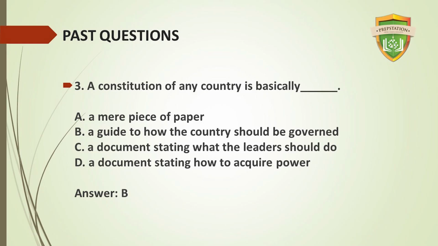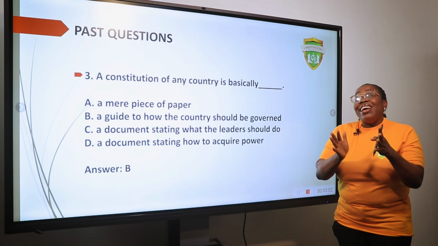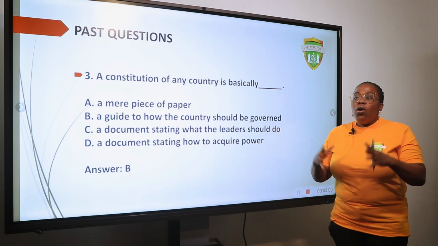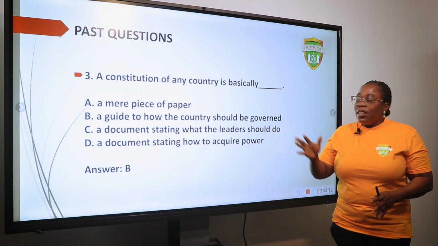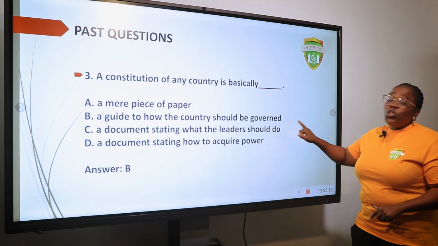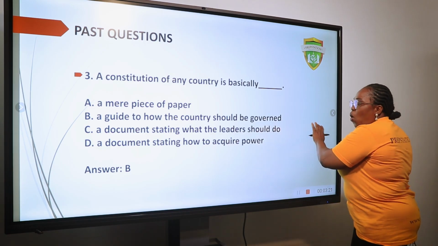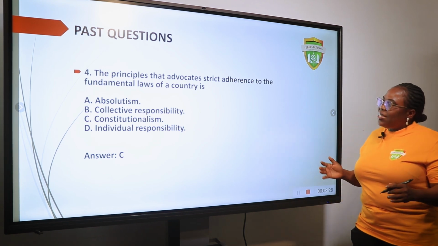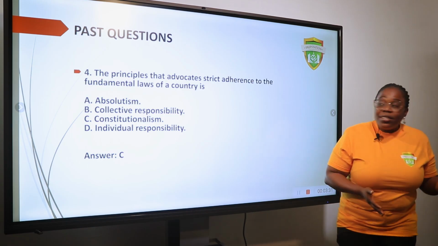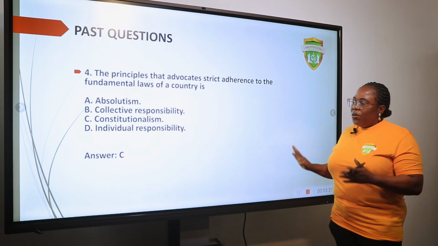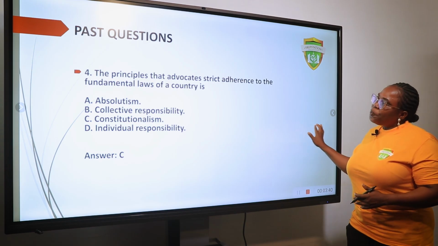A constitution of any country is basically dash. Now, why we have a constitution is to have a guide of how government is to rule, how government is to carry out its function. That is why we have a constitution. So the answer is B, a guide to how the country should be governed. That is the essence of a constitution. Now let's look at number 4. It says, the principle that advocates strict adherence to the fundamental laws of the country. You know that already. Constitutionalism, we've talked about it. Constitutionalism is the answer. C.